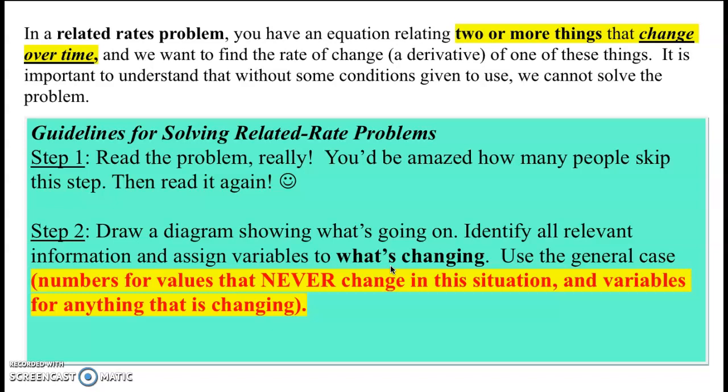Step 1, read the problem. Really, you'd be amazed at how many people skip this step and then read it again to try to find the information. Step 2, if you can, draw a diagram showing what's going on in the situation. Identify all the relevant information and assign variables to what is changing. Use the general rule that numbers should be used for values that never change in this situation, and variables for anything that is going to change, even if I have information about that quantity at a given point in time. If that quantity is changing, I have to use a variable for that quantity.